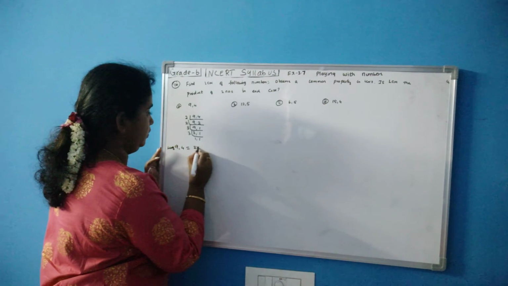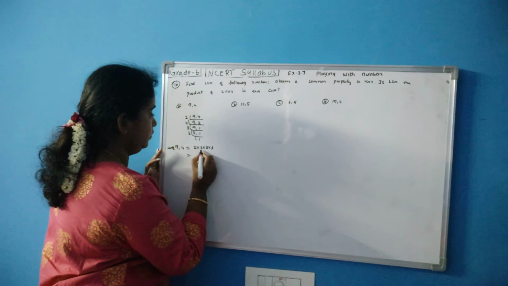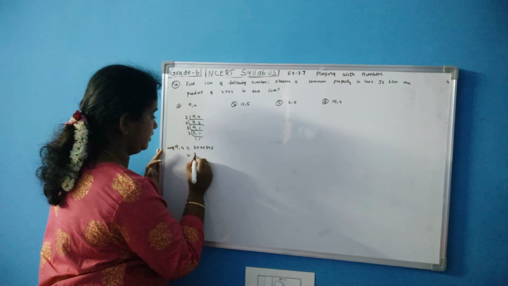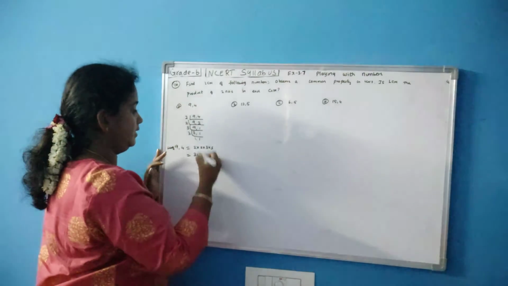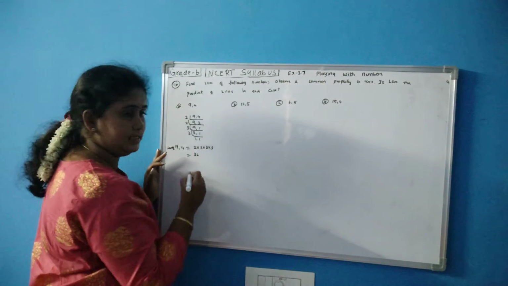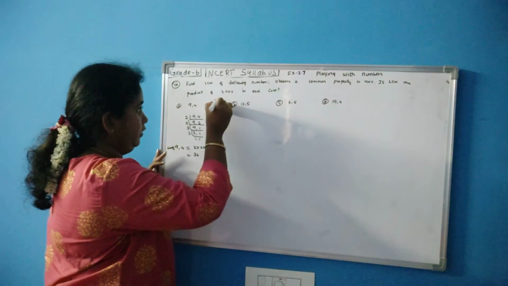LCM is equal to 2 into 2 into 3 into 3. So 3 3s are 9, 2 2s are 4, 9 4s are 36. Okay. So did you see that 9 into 4 is 36? So the LCM is the product of two numbers in your first sum.